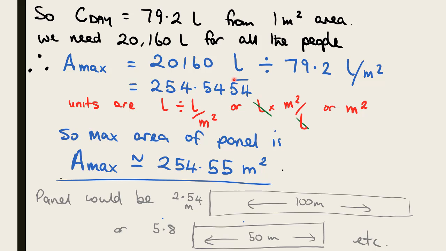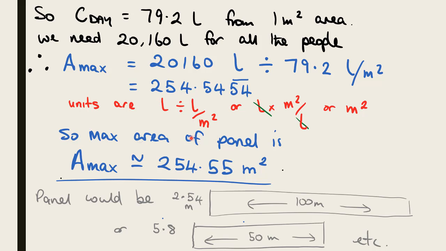You can either write that with a dot on the 5 and a dot on the 4, or sometimes they use a bar between the start and the end of the recurrence. Right, the units in this case are liters divided by liters over meters squared, which means that the liters cancel. You end up with meters squared, which is great because that's what we wanted. We wanted the total number of meters squared. That's just a double check of the units to make sure my units are correct.